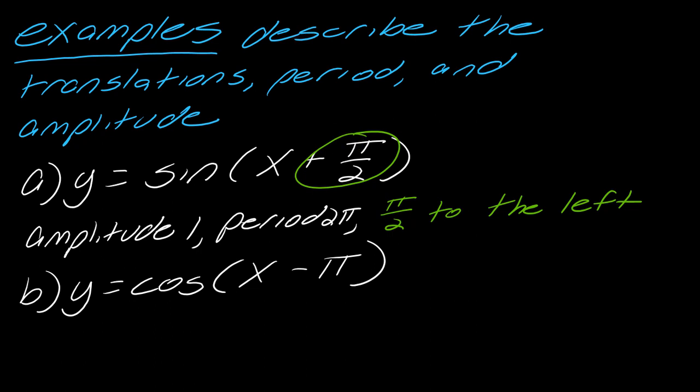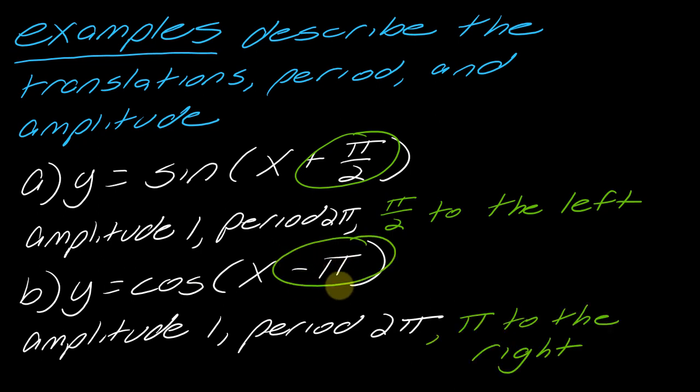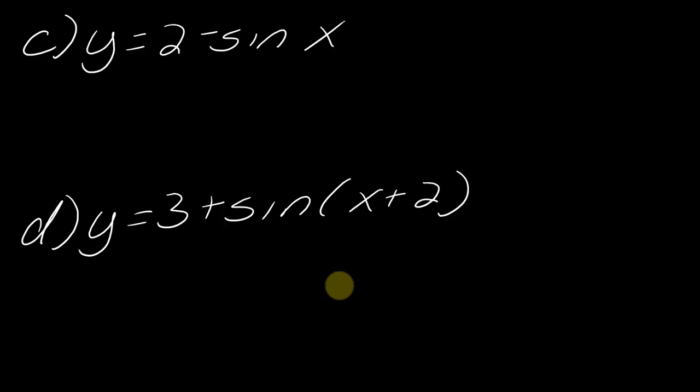Okay, so let's compare that then to the next example. I've got cosine of x minus pi. What's the amplitude and the period? Well, the amplitude and the period, again, are just 1 and 2 pi. They have no numbers connected to them. This is really the thing that we're worried about here, this minus pi. So what does this mean? This means that we move pi to the right. This is your goal in this set of exercises, to eventually be able to state all the different translations.